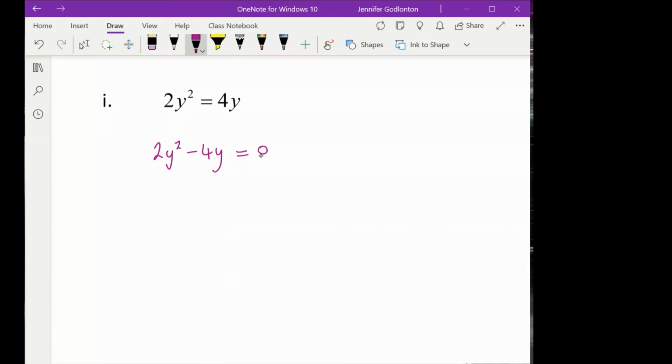From there, you take out the highest common factor, which is 2y. 2y, 1y minus 1. Oh, minus 2, I'm sorry, equals to 0. Good. And then you take the 2 and you divide it with the 0, which is 0. So it's y equals to 0, or y minus 2 equals to 0, which is y equals to 2, or y equals to 0. That was excellent.